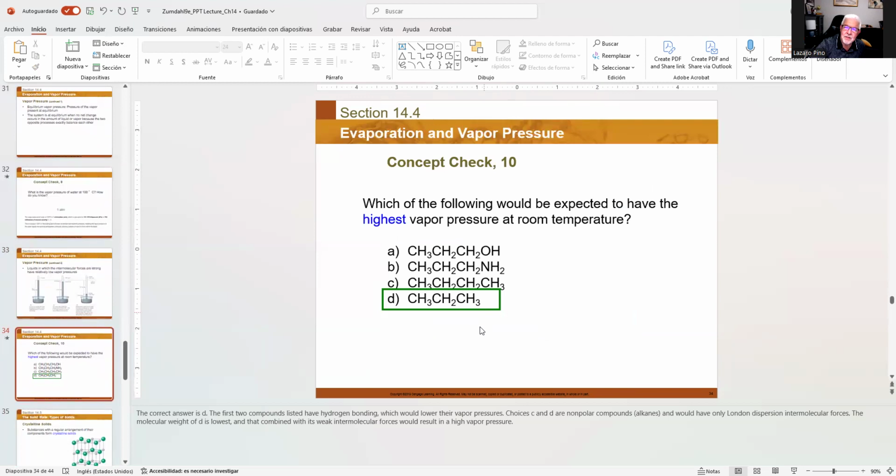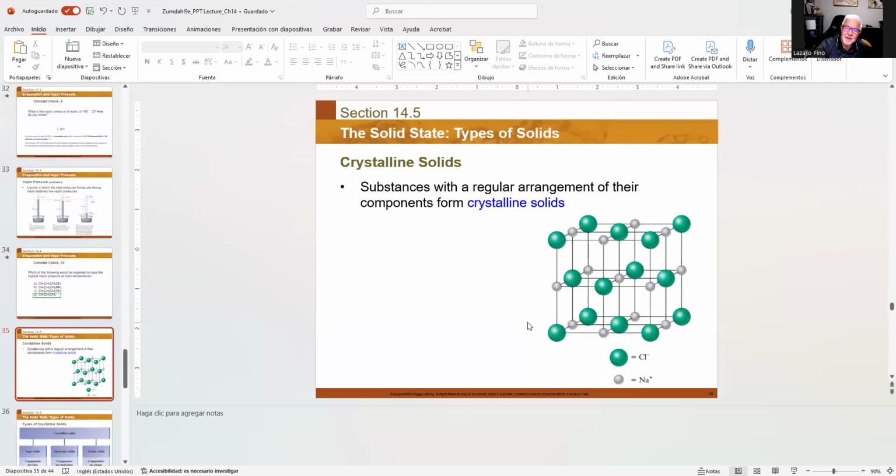Here you have a question, and you have the answer. Well, crystalline solids are those where the atoms, molecules, or ions, for example, are in fixed positions in space. That's a crystalline solid.